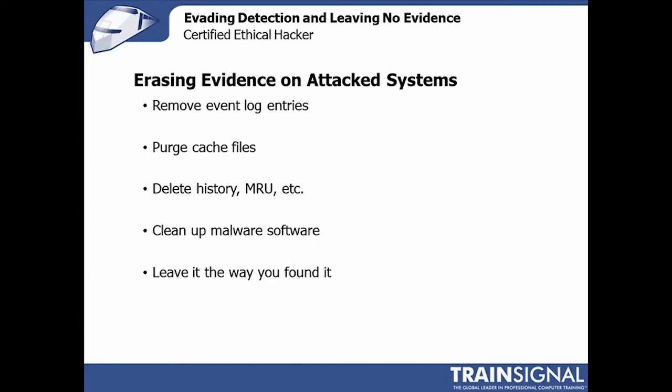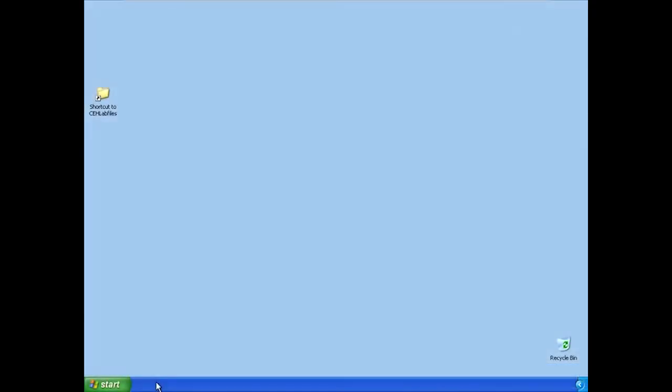The goal of erasing evidence on the system, certainly, is to leave it the way you found it. Do not change the system as much as possible. And I'm going to show you an example of that right now. So we've switched over to Windows XP Service Pack 3, and what I'd like to show you is a few common ways to erase tracks.